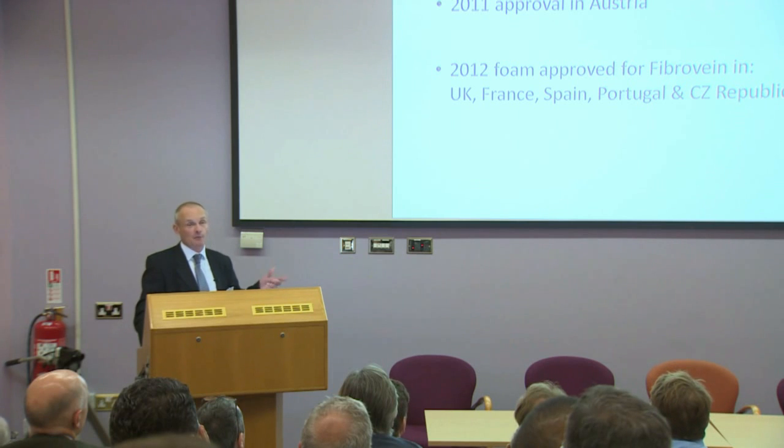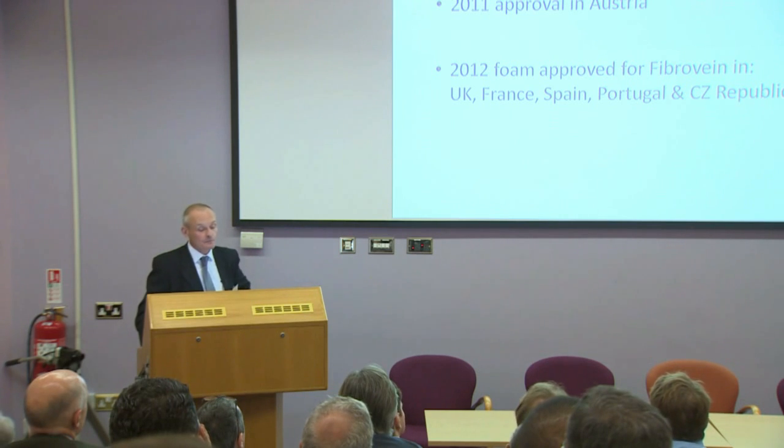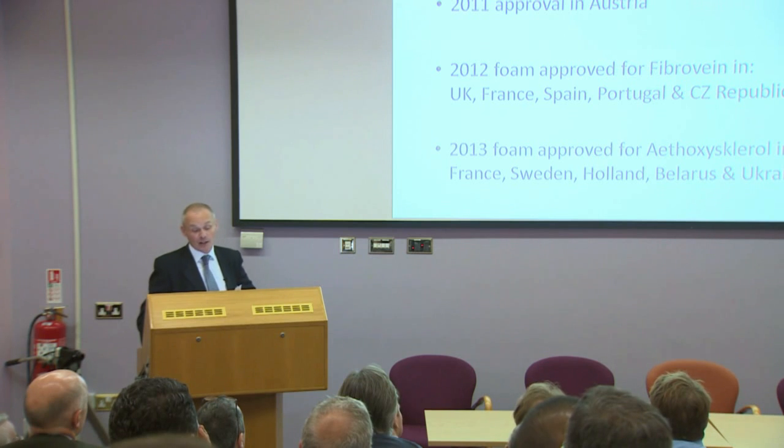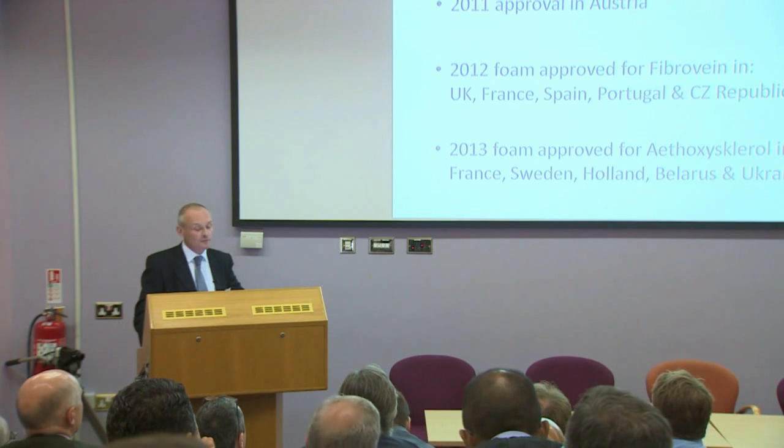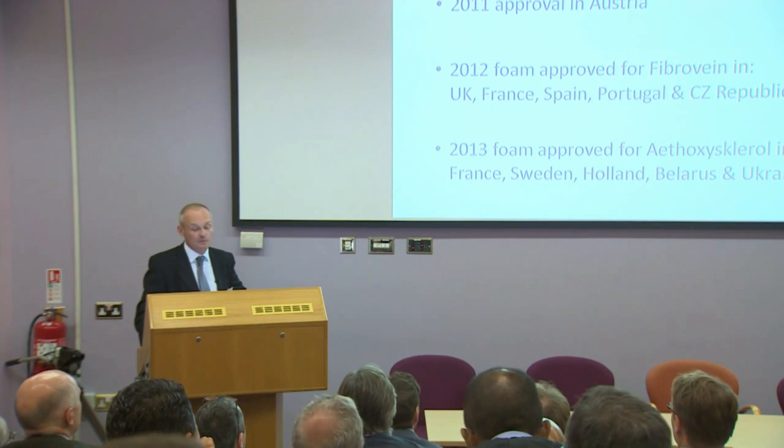So Kreussler got foam on their Aethoxysklerol license in 2009. That was followed shortly, two years later, by foam on the license in Austria. In 2012, we got foam onto the Fibrovein license here in France, Spain, Portugal, and Czech Republic for the 3% and 1%. In 2013, Kreussler added some more countries to the Aethoxysklerol license: France, Sweden, Holland, Belarus, and the Ukraine.